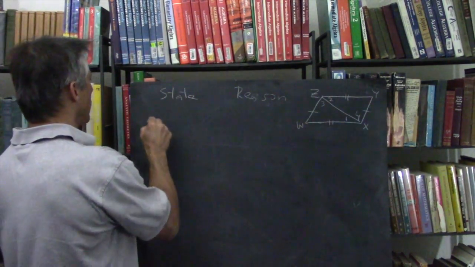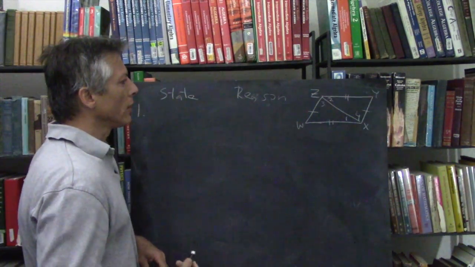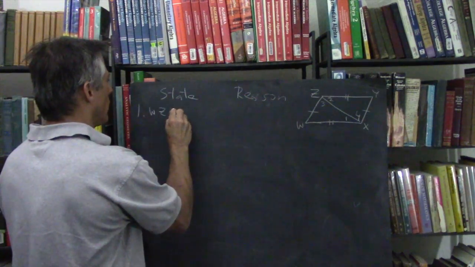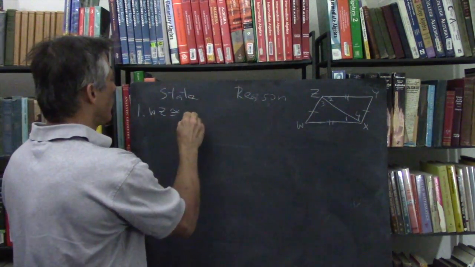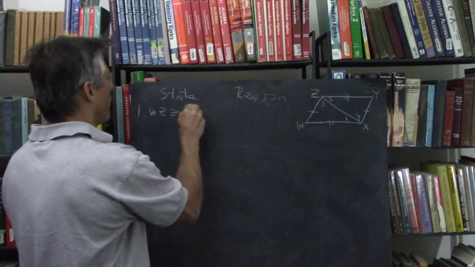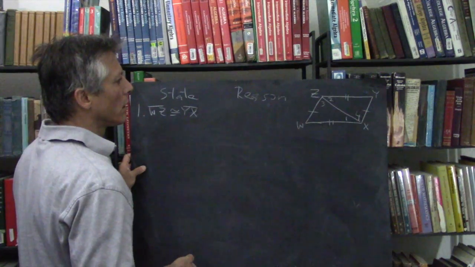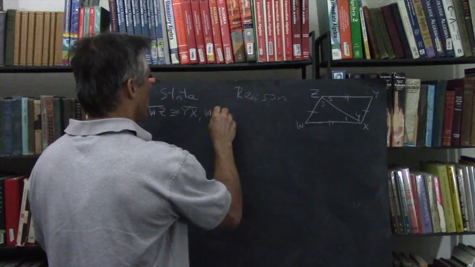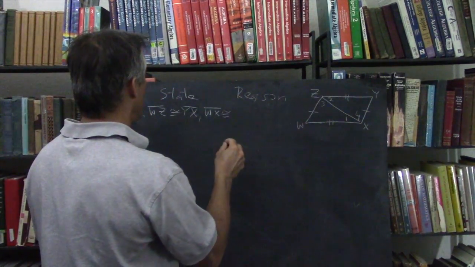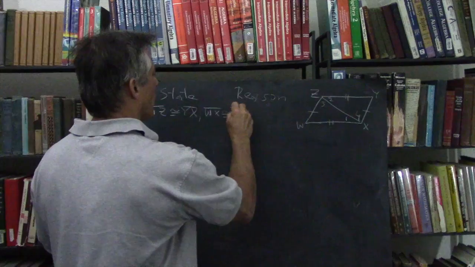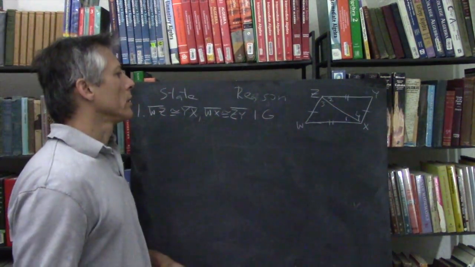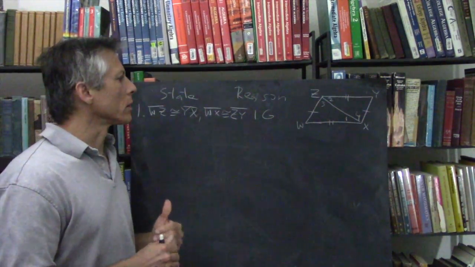Alright, so as usual, state the given. We have WZ congruent to YX and WX congruent to ZY. And that's given. Okay, so remember the first thing we need to do is show triangles are congruent.